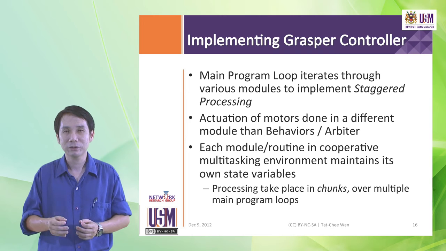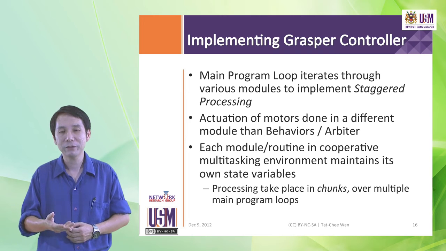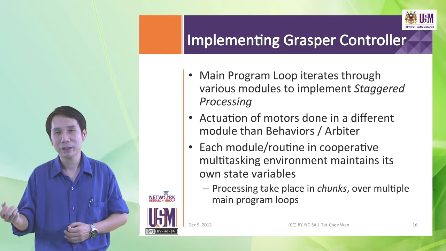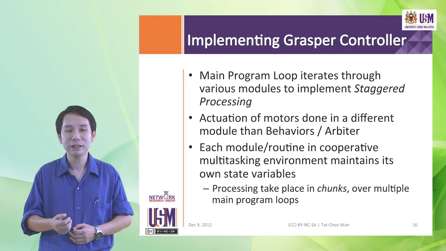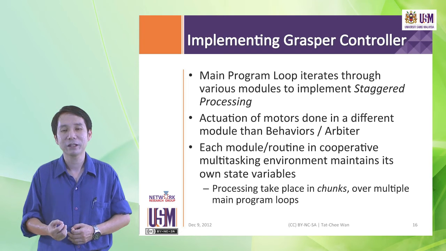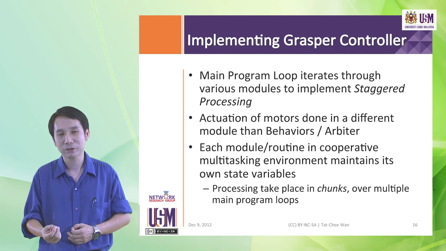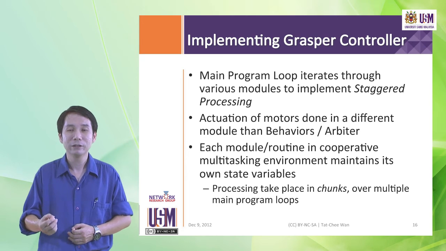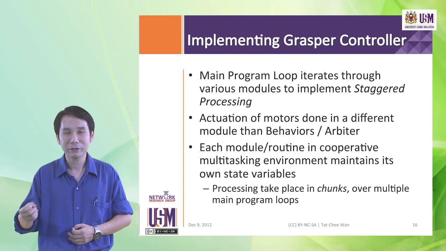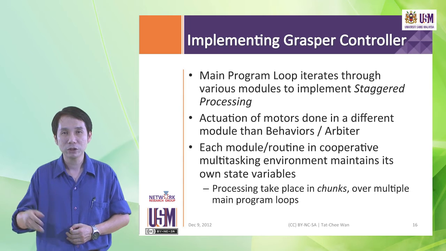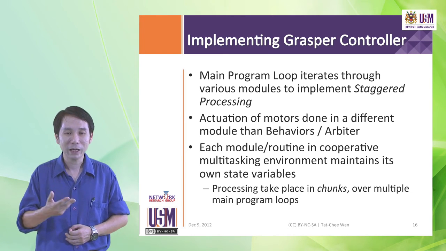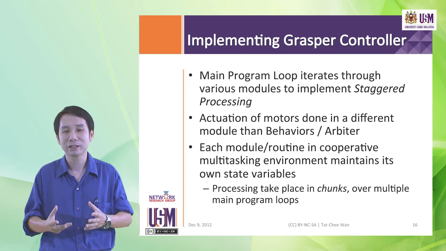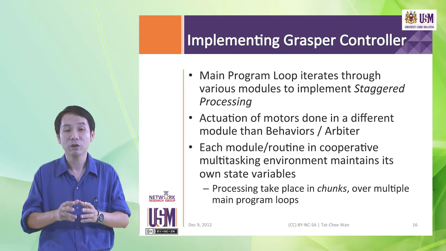This allows us to focus on evaluating behavior outputs and only program them to the actuator when the winning behavior is determined. So each module or routine in this cooperative multitasking environment must maintain its own state variables in order to allow us to start a behavior such as opening a claw and continue it over many iterations of the main program loop. So what happens is that processing takes place in chunks, small bits at a time, over multiple main program loop iterations.